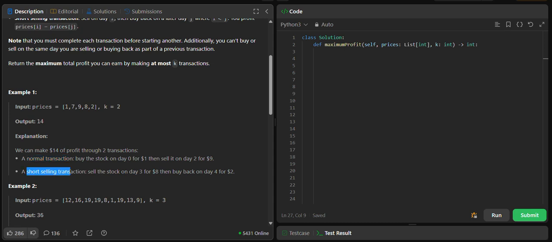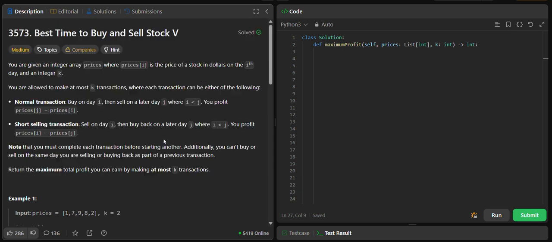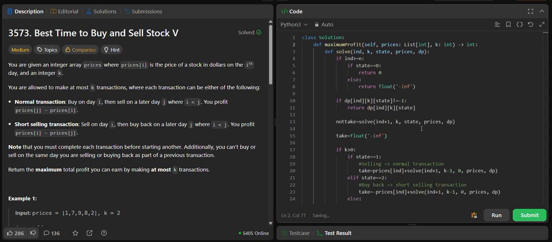Similarly, we can do another transaction, that is a short selling transaction, where we first sell the stock on day 3 with a price of $8 and then buy back on day 4 having a price of $2, and in total we have a profit of 14. Now we can solve this problem using the dynamic programming algorithm. Now let's look at the program to see how we can solve this problem.